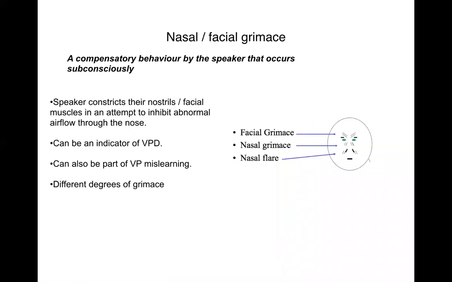We also need to be aware of nasal and facial grimace, which is a compensatory behaviour that sometimes the speaker can be doing without even being aware of it. It can be an indicator of velopharyngeal dysfunction, although it can also be part of mislearning. There are different degrees of grimace as well, but it's really important that we're looking at the child. We don't have our heads down all the time trying to get the transcription absolutely right. We need to do that as well, but we also need to build in time to actually look at the child whenever they're speaking.